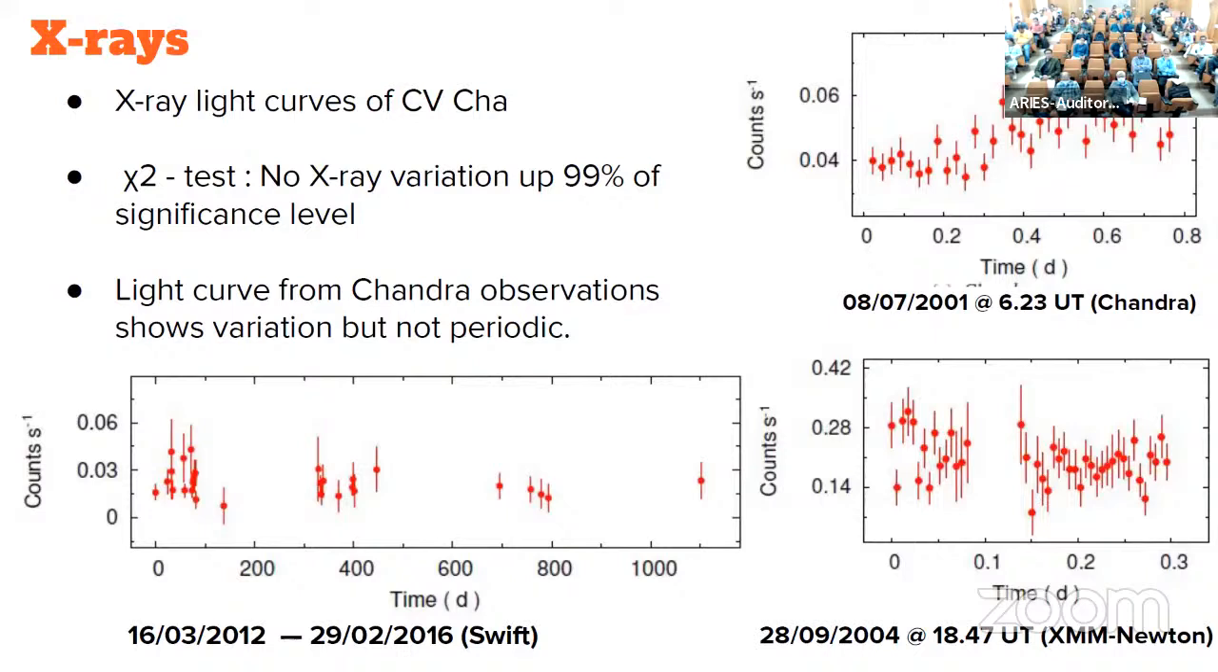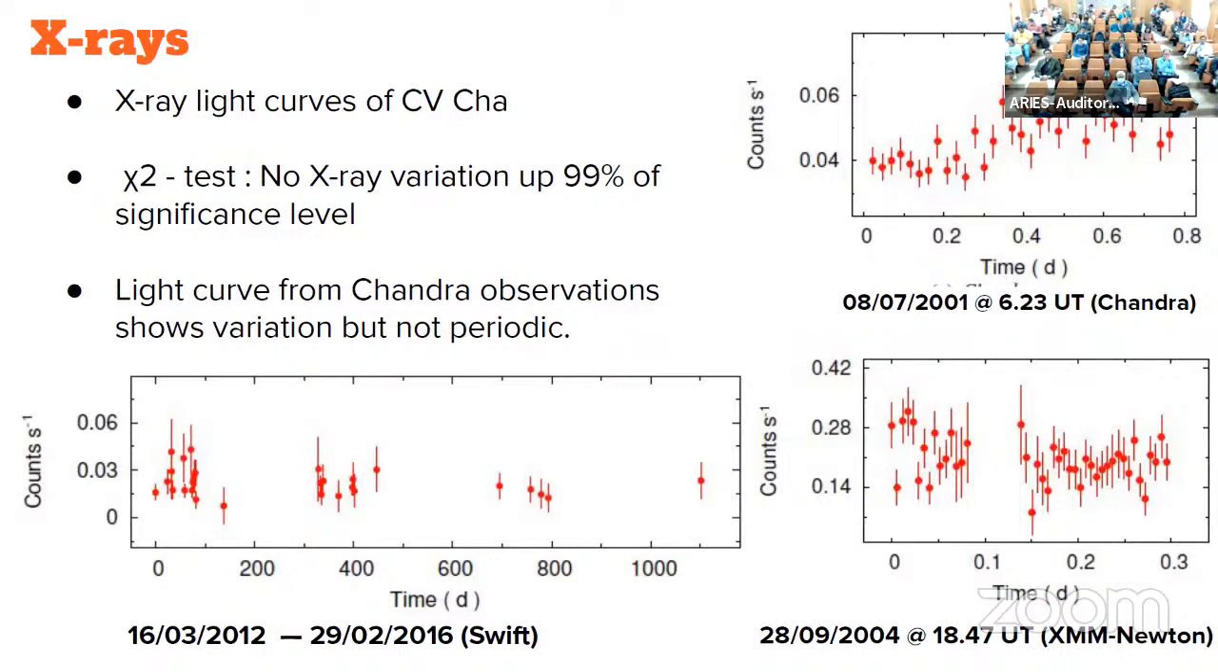I'll stress the X-ray in detail. So we observed the X-ray from Swift here. These are the X-ray light curves. The earlier light curve that I showed was the 2001 light curve by Chandra. There is a small kind of variability, but the variability is not periodic. Even if this is only 0.8 days, the period is approximately 3.7 days.